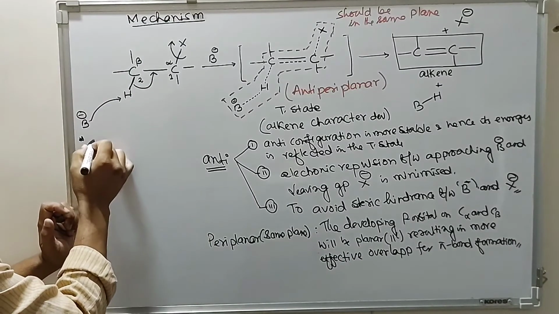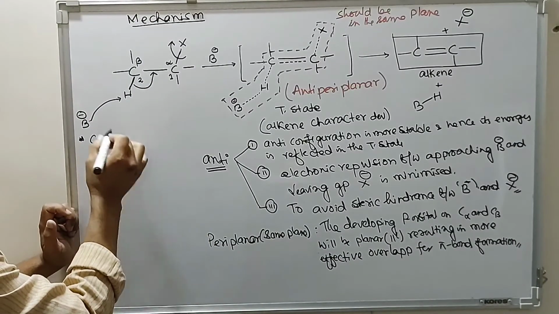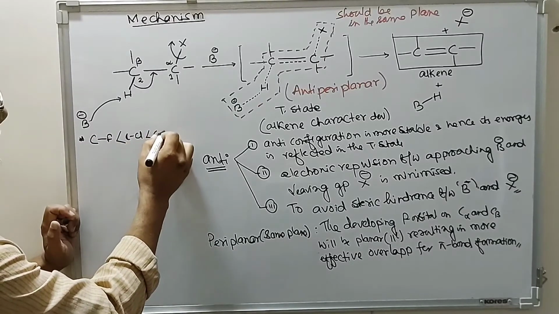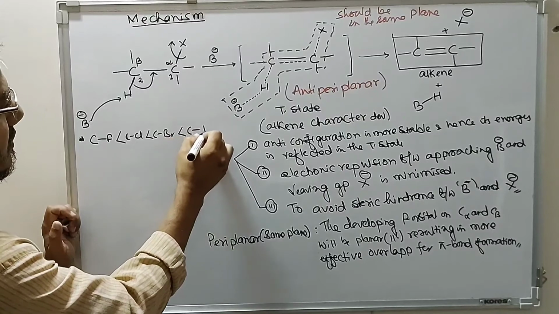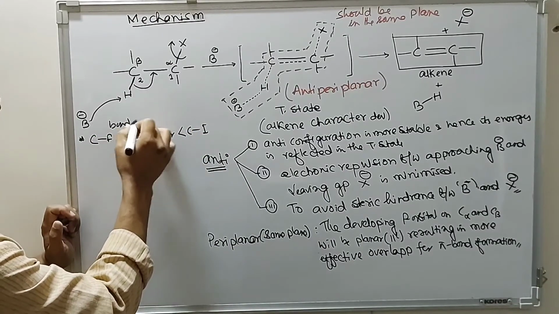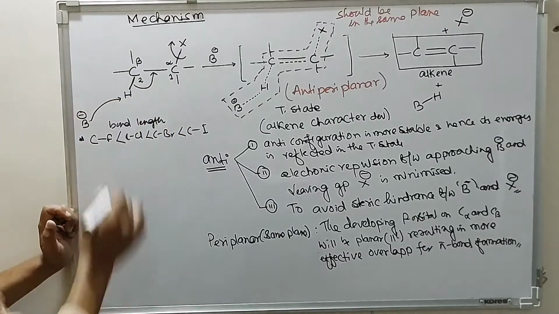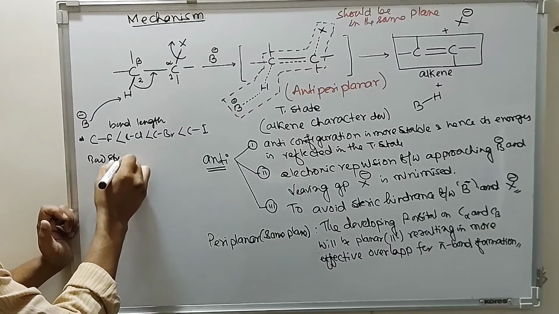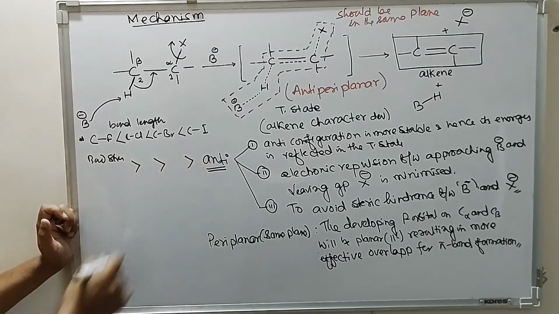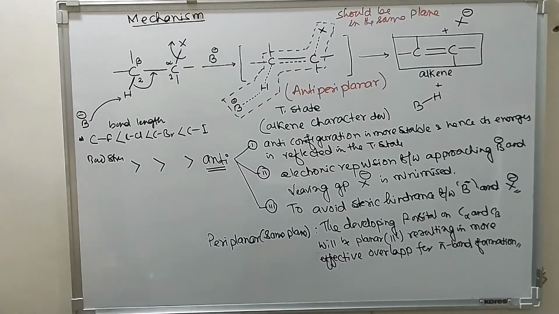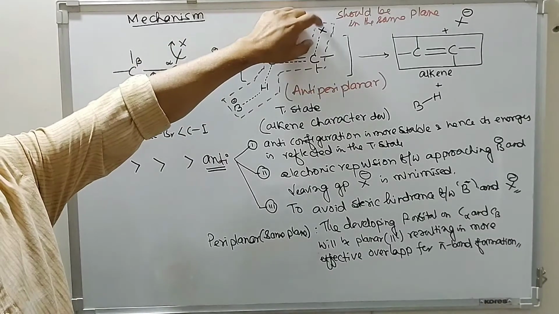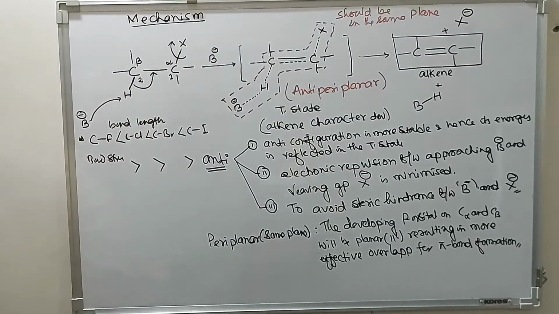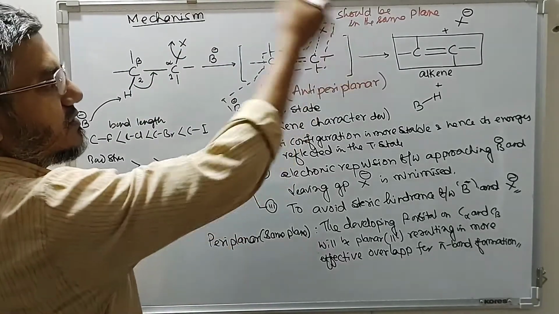So look at this. Carbon-fluorine bond length, carbon-chlorine, carbon-bromine and carbon-iodine. Bond length increases. As the bond length increases, bond strength decreases. So C-I, being the weakest bond, can be easily broken in the transition state. So this was the reason why alkyl iodide was the most reactive in the transition state. So this is the reason.